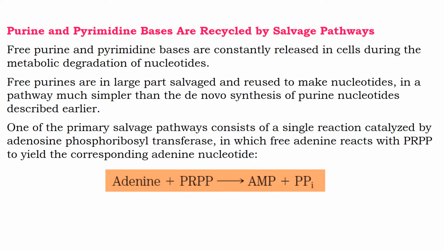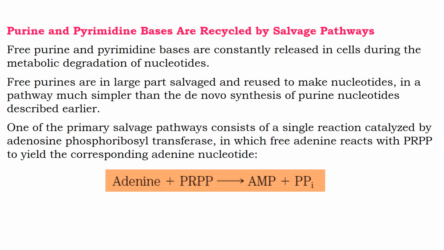From that guanine, with the help of PRPP, we are going to get GMP. If it is adenine plus PRPP, we get AMP. So PRPP means phosphoribosyl pyrophosphate. This will combine with the guanine or adenine to bring AMP. So it's a very simple process.